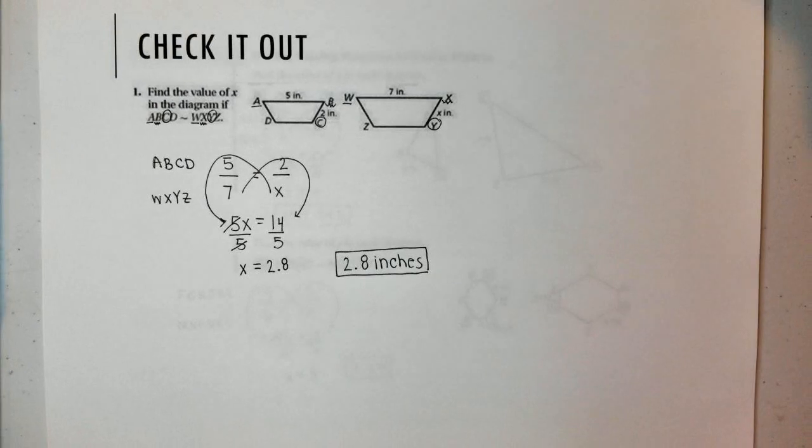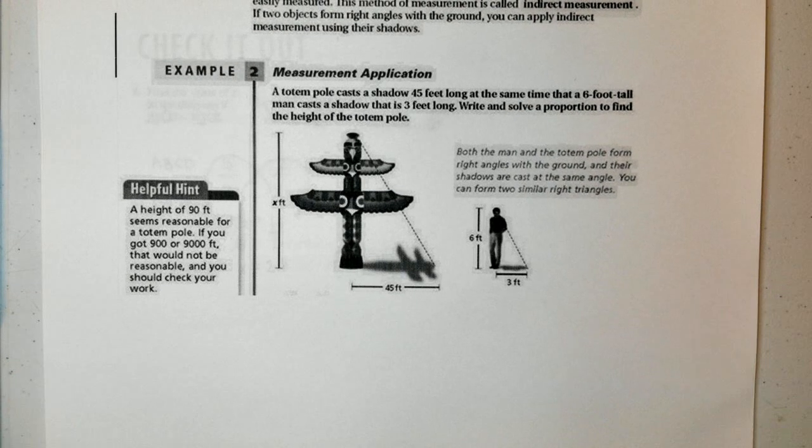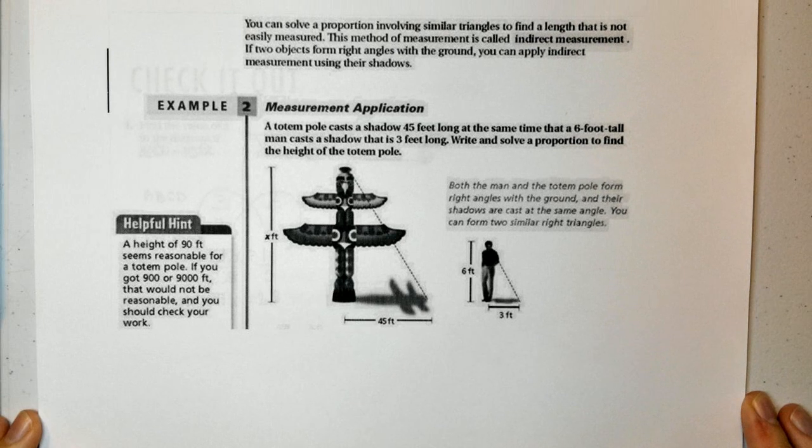Now we're going to look at example 2. We are going to solve a proportion involving similar triangles to find a length that is not easily measured. This method is called indirect measurement. If two objects form right angles with the ground, you can apply an indirect measurement using their shadows. So we're going to look at examples that use indirect measurement here.